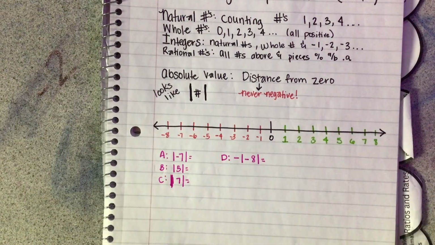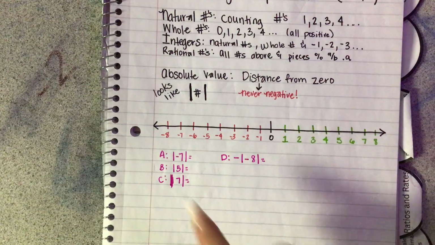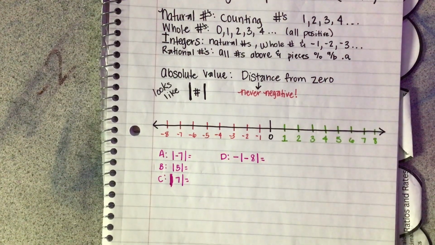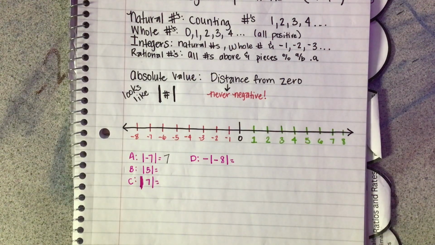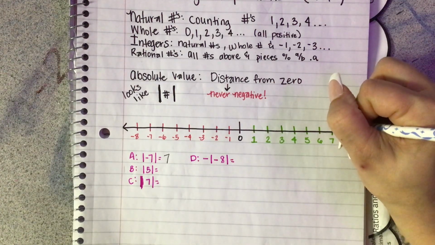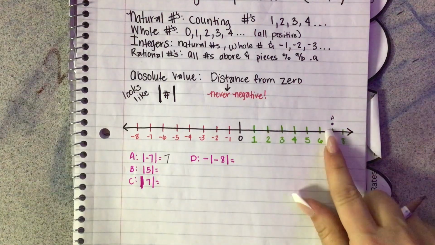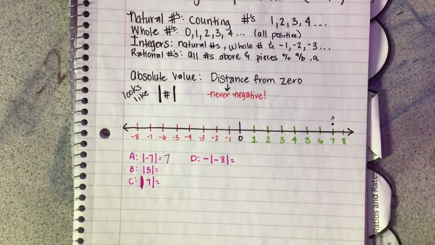All right. So when you are with your partner, you should have figured out your absolute values. So for the first one, -7 equals? 7. Where would I plot that on my number line? +7. So where the green 7 is, I would put a dot, and I would put the letter A to represent that this dot goes with this absolute value of -7.